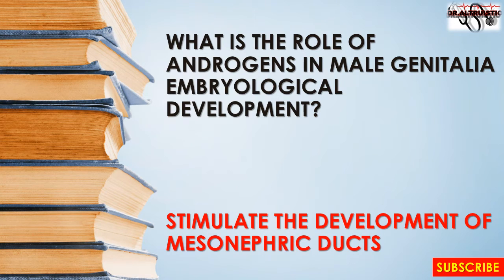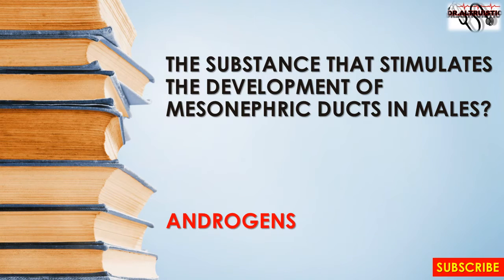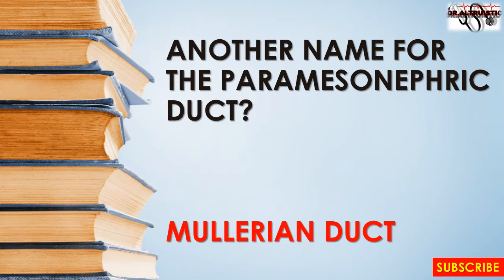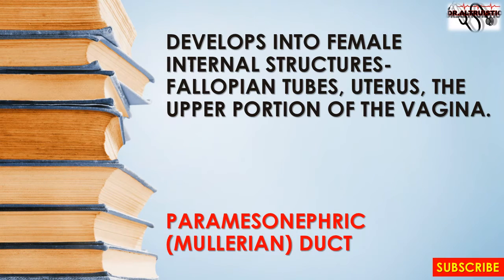What is the role of androgens in male genitalia embryological development? Stimulate the development of mesonephric ducts. The substance that stimulates the development of mesonephric ducts in males: androgens. Another name for the paramesonephric duct: Mullerian duct. Develops into female internal structures: fallopian tubes, uterus, the upper portion of the vagina. Paramesonephric, Mullerian duct.